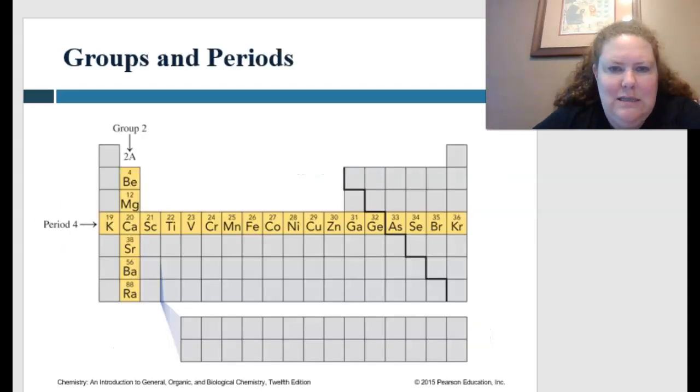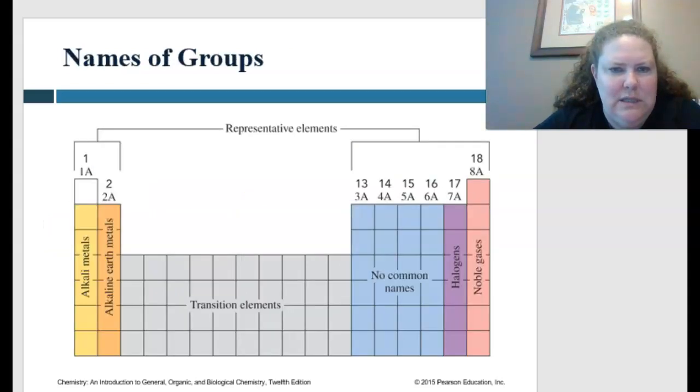So looking at these again, the groups are going to be the columns, where the periods are going to be the rows. Okay, and so again, when you learn the groupings, it really starts to make sense. The alkali metals are all going to be in 1A, right? Alkaline earth metals are going to be in 2A. The transition elements are in the middle. No common name elements are here, halogens and noble gases.